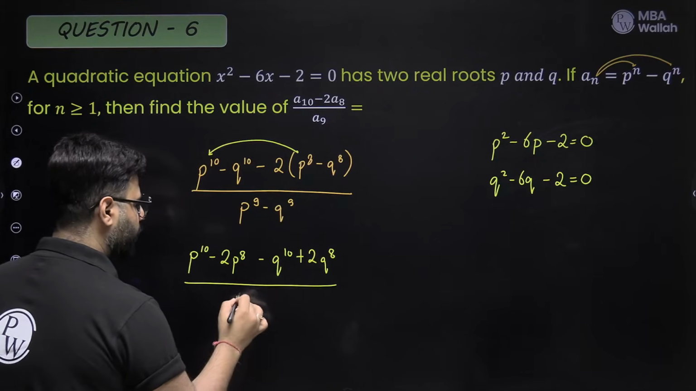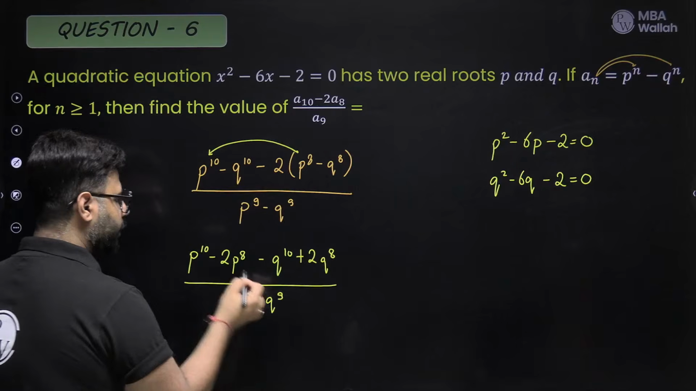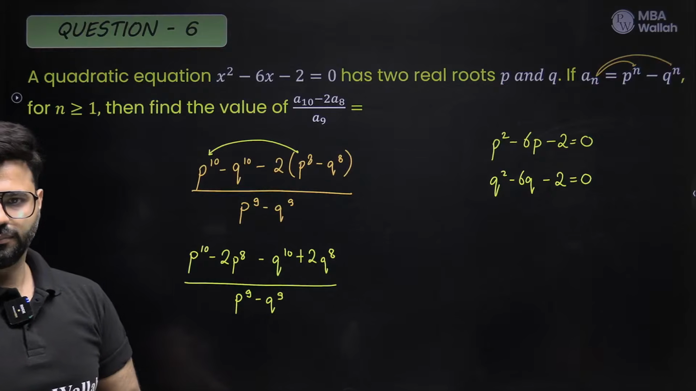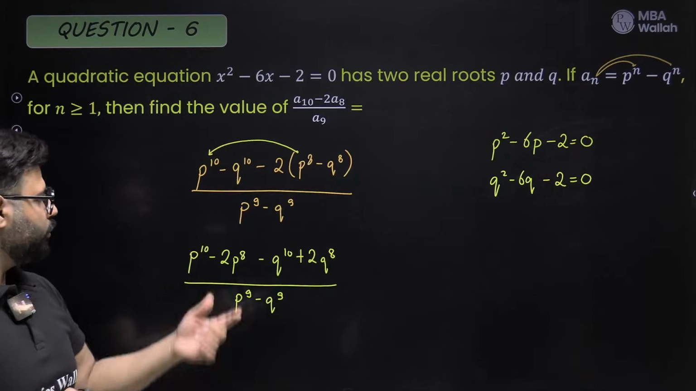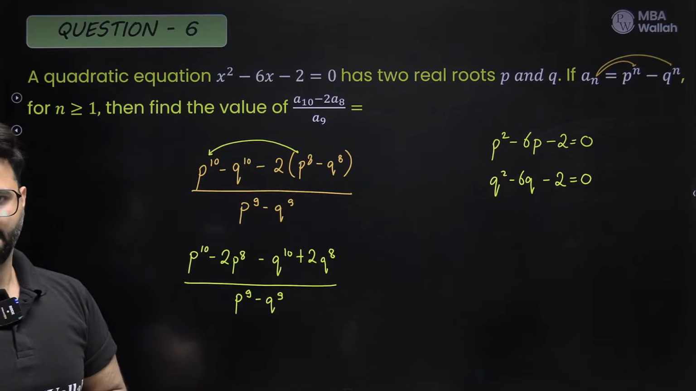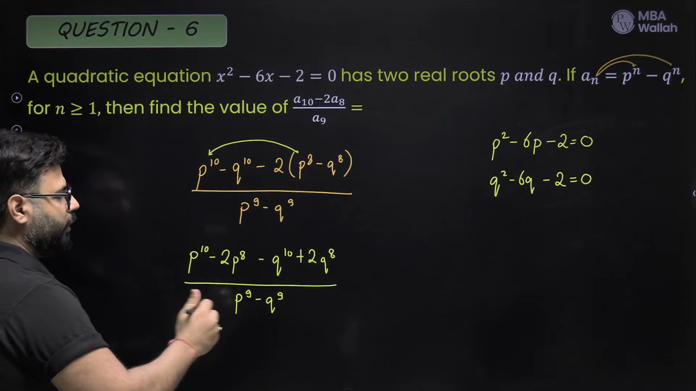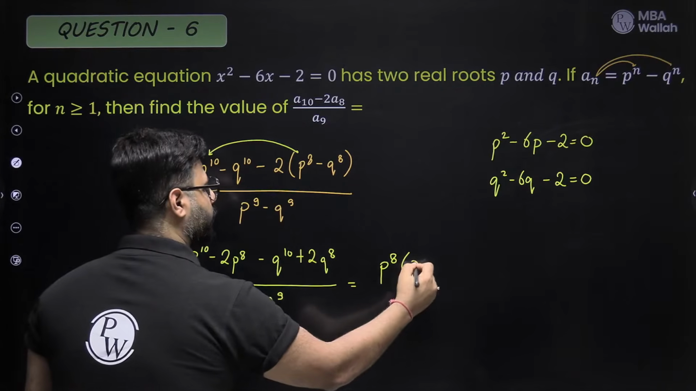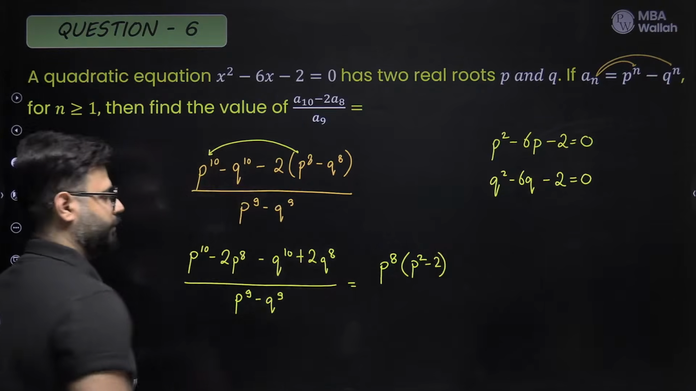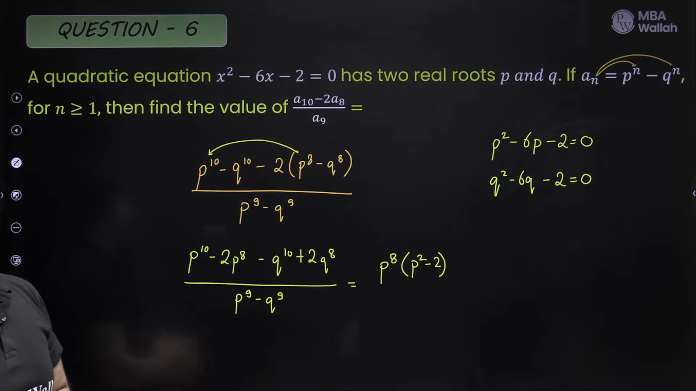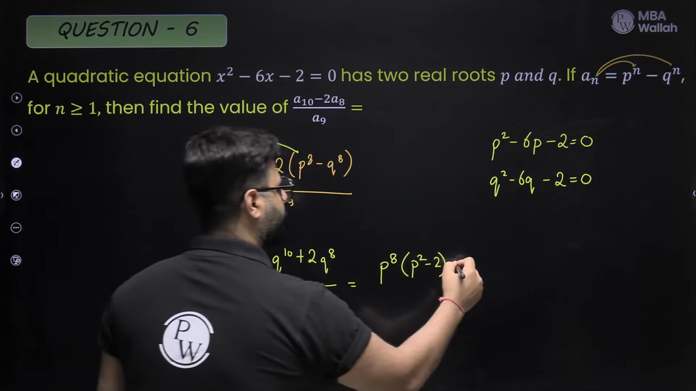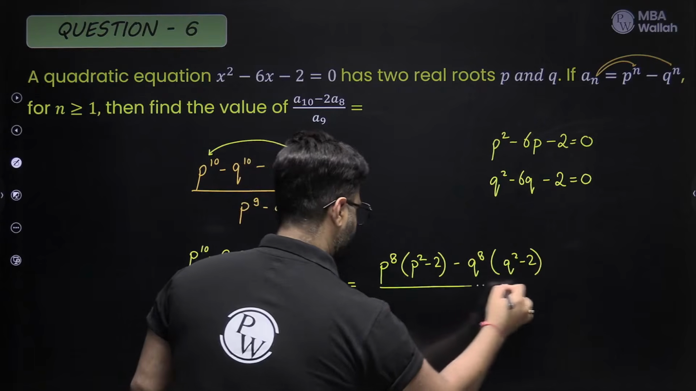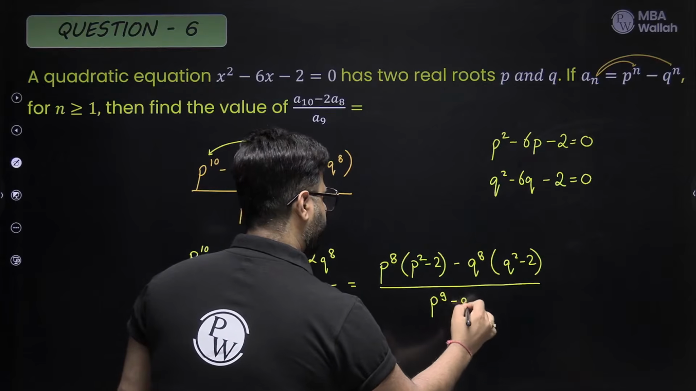Let's forget about the denominator. Can you do something from here? If I take P to the power 8 common, what happens? I'll end up at P square minus 2. Can I find the value of P square minus 2 from there? Think. Similarly, over here, if I take minus Q to the power 8 common, I'll have Q square minus 2. Think, guys, now. And after that, you will solve automatically.